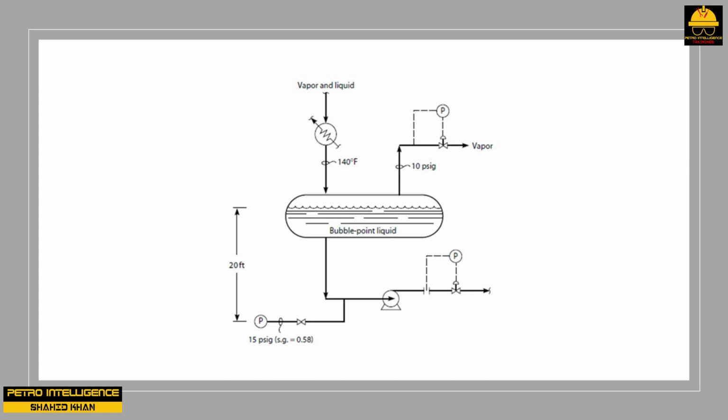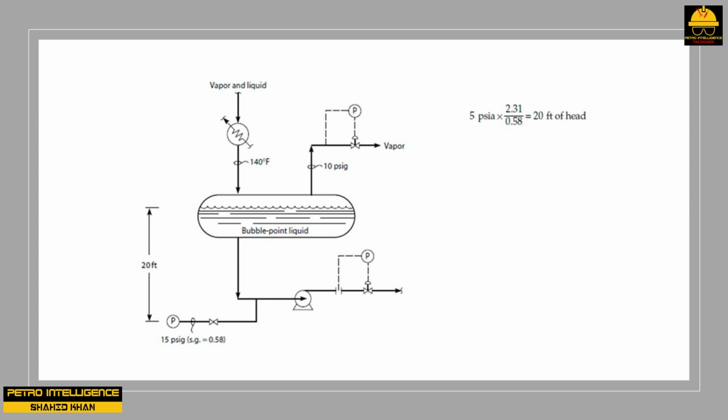To convert from psia to feet of liquid head, we have 5 psia times 2.31 divided by 0.58, which is equal to 20 feet of head. The 20 feet matches the level of liquid in the drum above the suction line of the pump, shown in the picture, and equals the available NPSH to the pump.